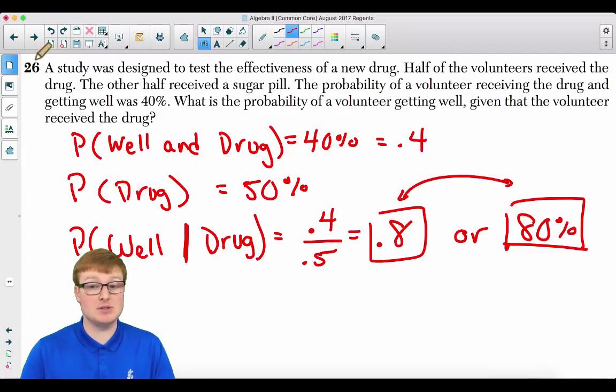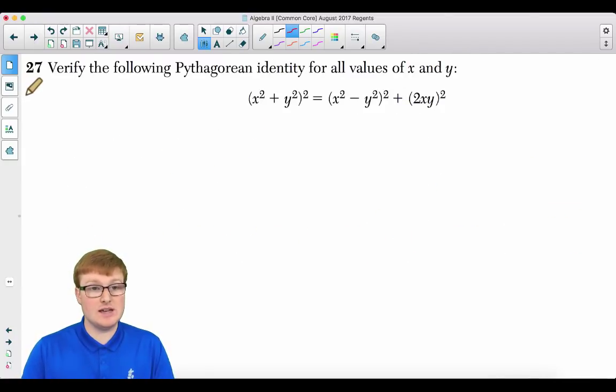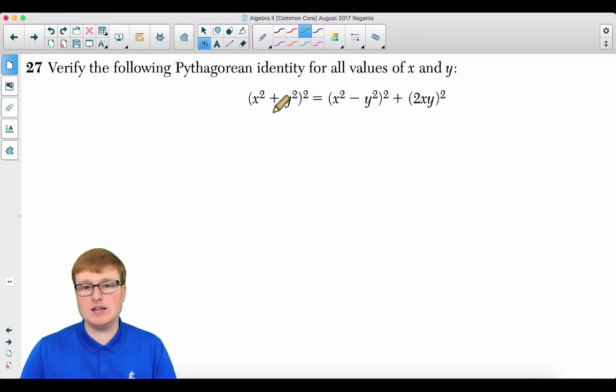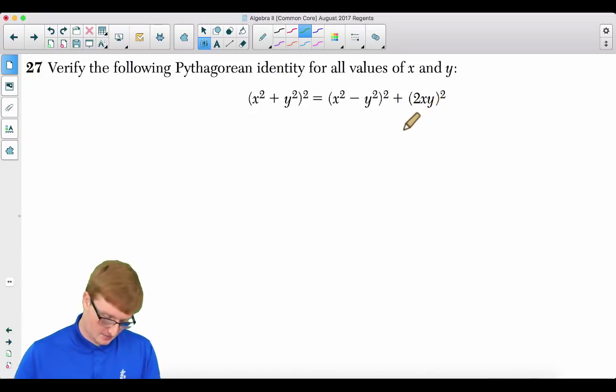All right, that's your answer, 80% or 0.8. Moving on to 27. Verify the following Pythagorean identity for all values of x and y. So, how do we do this? Well, honestly, it's probably in your best interest to go ahead and basically distribute everything here. So, write this twice, distribute, write this twice, distribute, and just raise all this to the second power.